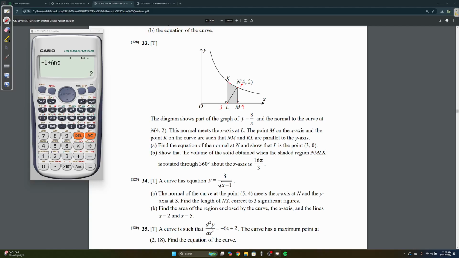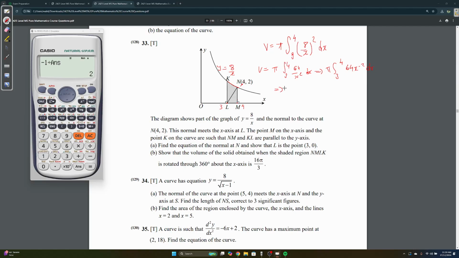We don't have any other curve other than 8 over x, right? This is our only curve. So we can simply use the disk method, which is volume equals pi, integral from our bounds 3 to 4, f of x squared. So 8 over x squared dx. Very easy. So it's going to be equal to pi, integral 3 to 4, 64 over x squared dx, which is take the x squared up. So it's pi, integral 3 to 4, 64 x to the power of minus 2 dx.